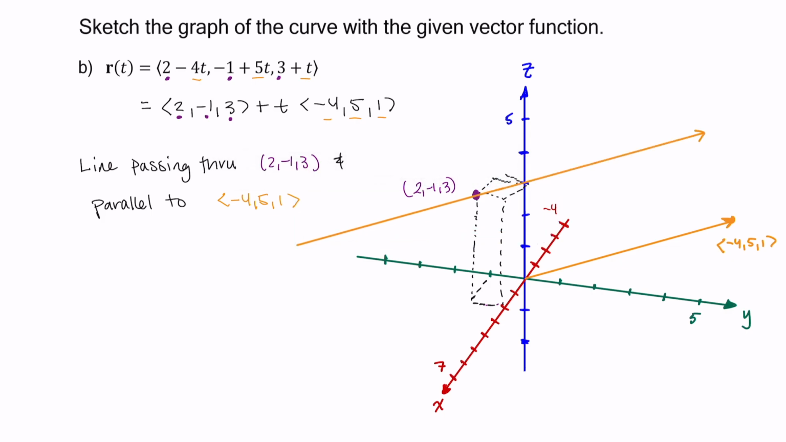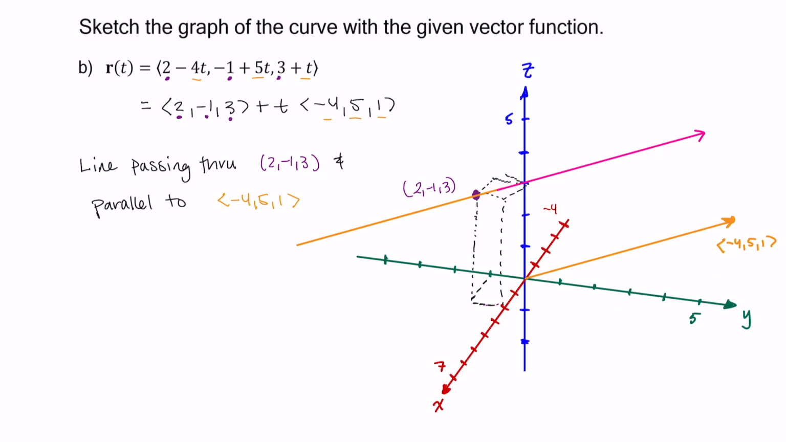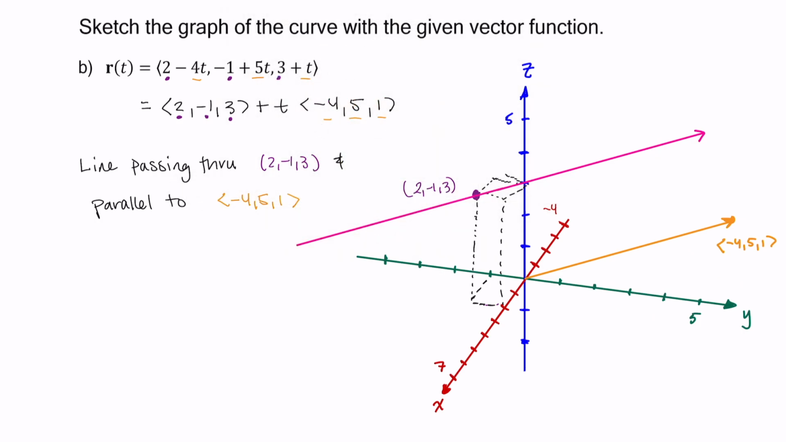So this is the line we'd like, and I'm just going to change its color so it doesn't match the same color as our vector, so I'll make it pink. There we are. So that is a sketch of r of t.